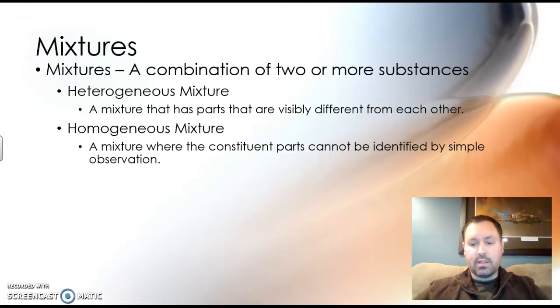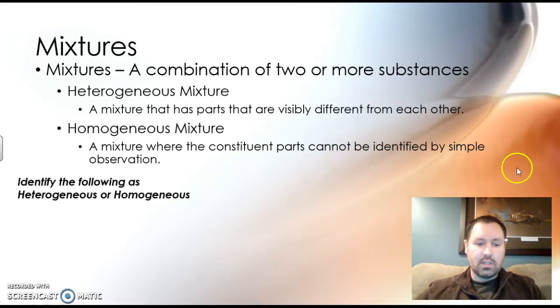For example, let's take a look at Kool-Aid or something like that. You can't look at Kool-Aid when it's all mixed and say, oh, look, there's the dye, there's the sugar, and there's the water. It looks like one new substance. A heterogeneous mixture, on the other hand, you can pick out the different parts. And when I say pick out, that doesn't mean pick out with your fingers. That means you can see it has different parts. That's what makes it heterogeneous.